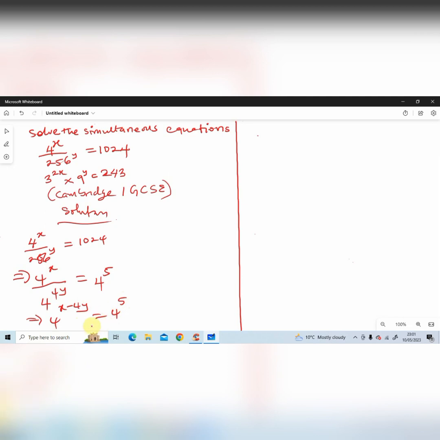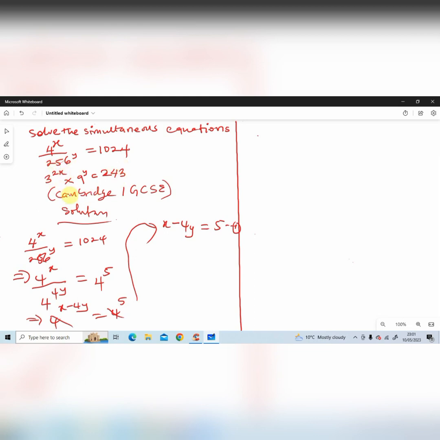Because of this equal sign, remember that I'm going to ignore the base, or rather 4 will cancel 4. Just cancel out the base and pick the exponents. So this is the same thing as x minus 4y is equal to 5. I'll call this one equation 1. So I'm going to solve for equation 2.